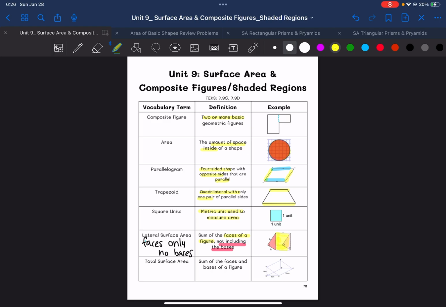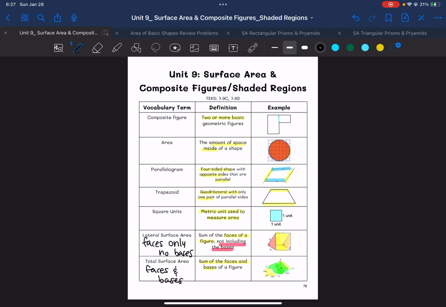Okay. All right, now here, let's look at total surface area. That is the sum of faces and bases. Okay. That is everything. That is these two pieces, and it is everything that is inside. Okay. All right. Now for this one, I want to write faces and bases.